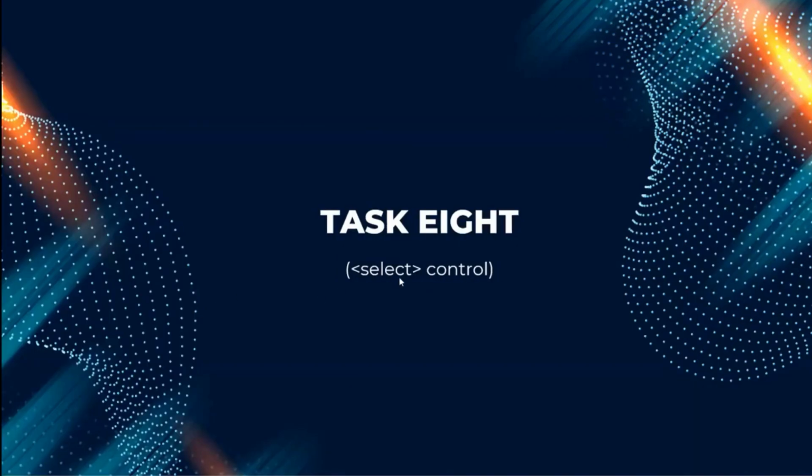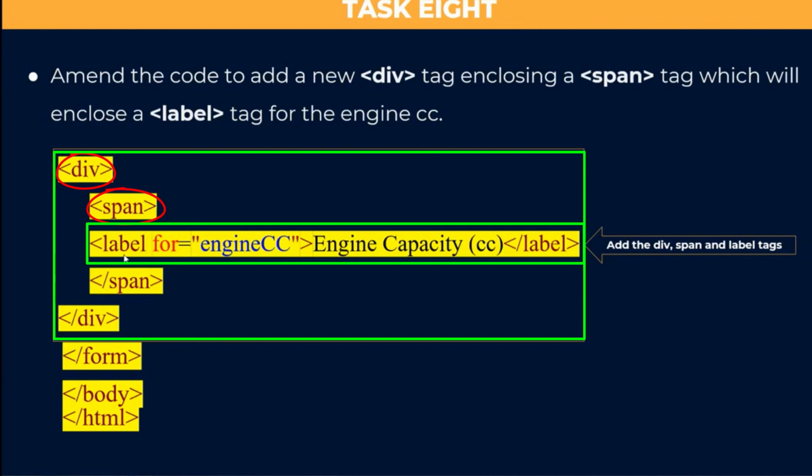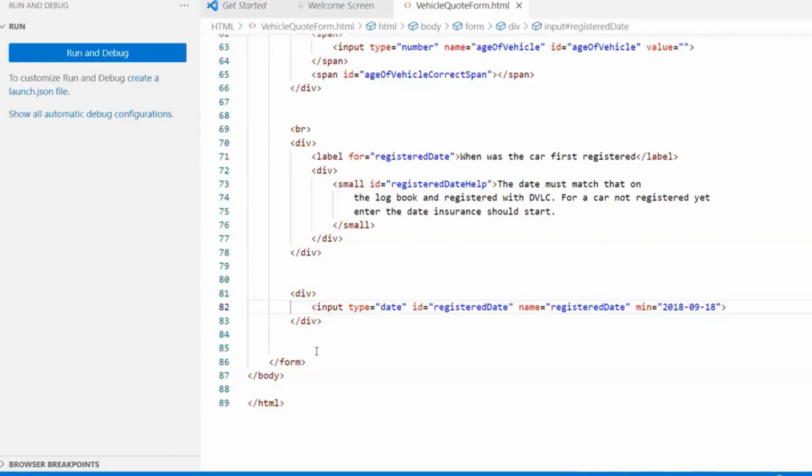So having looked at our input types, we're now going to look at a select control. The select control allows us to select something from a series of options, which means that the user doesn't have to type anything, they just select, which is a great feature. So again, we're going to have a div with a span and a label. So we're getting the idea of a label followed by some sort of a control. So this label is for the engine CC. Let's add that to our code.